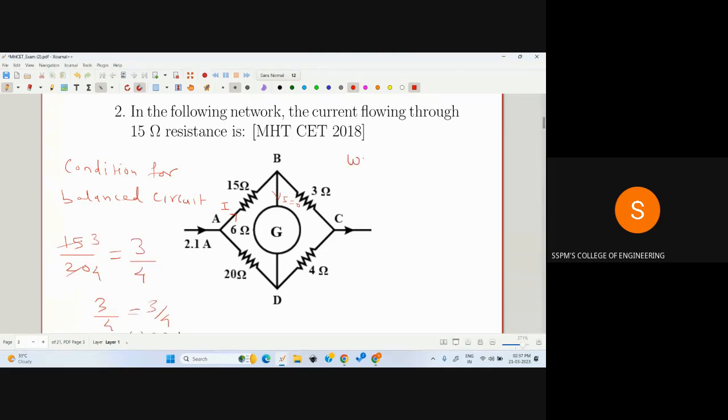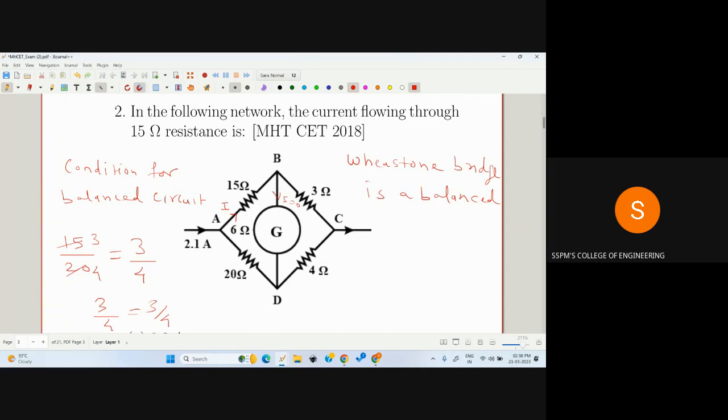What is the conclusion? The Wheatstone bridge is balanced. And this has been checked with the help of this equation, 15 upon 20 is equal to 3 upon 4. And as the circuit is balanced, there is no current flowing through the BD branch.